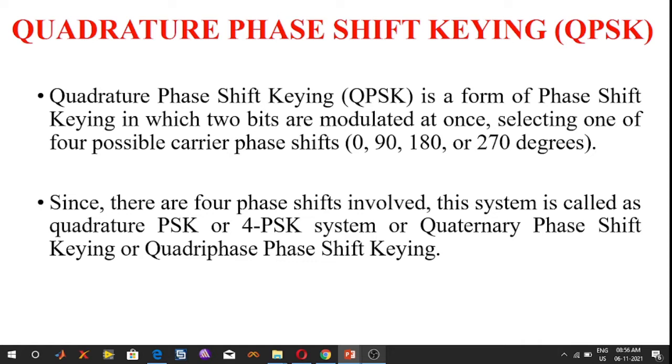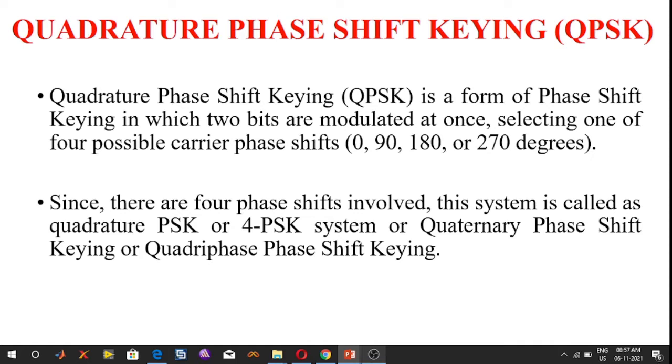QPSK allows the signal to carry twice as much information as ordinary PSK using the same bandwidth. QPSK is used for satellite transmission of MPEG video, cable modems, video conferencing, cellular mobile systems, and other forms of digital communication over an RF carrier. And these are the applications of the QPSK.